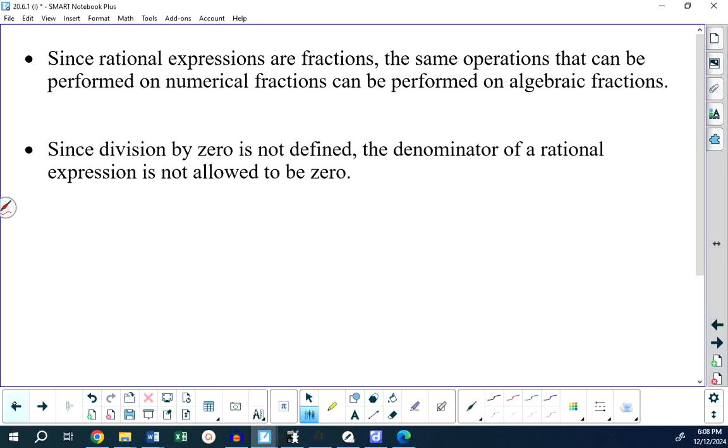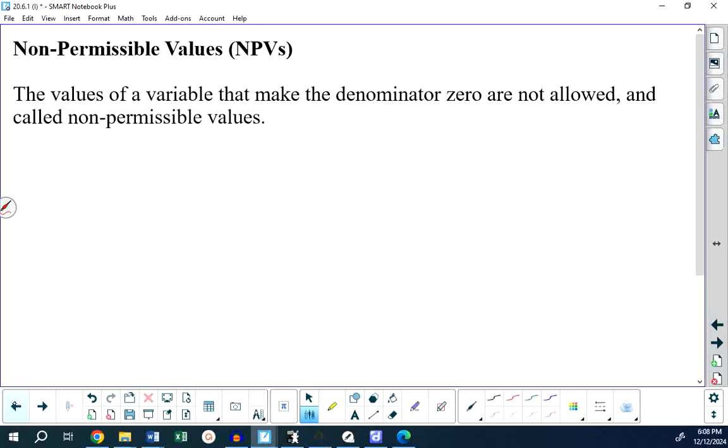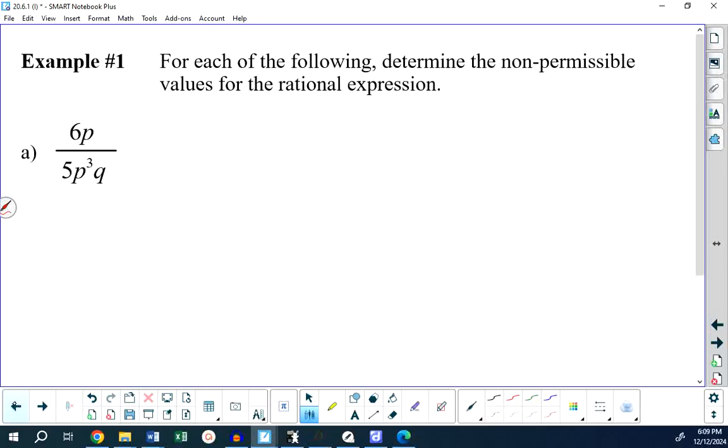Once again, you cannot divide by zero. The denominator of a rational expression is never allowed to be zero. The values of the variable, usually x, it doesn't have to be x, that are not allowed are values of the variable that make the denominator zero. And we call that value of the variable a non-permissible value. So in order to gain appreciation for this, let's take a look at example 1.